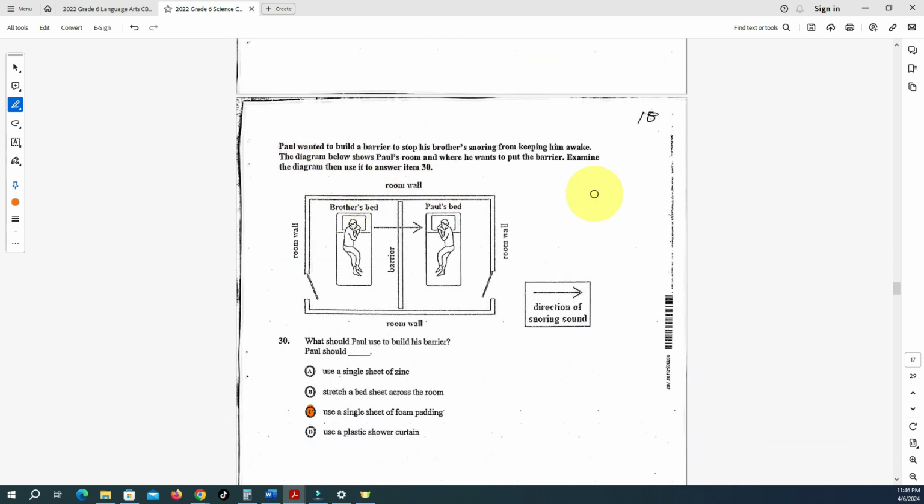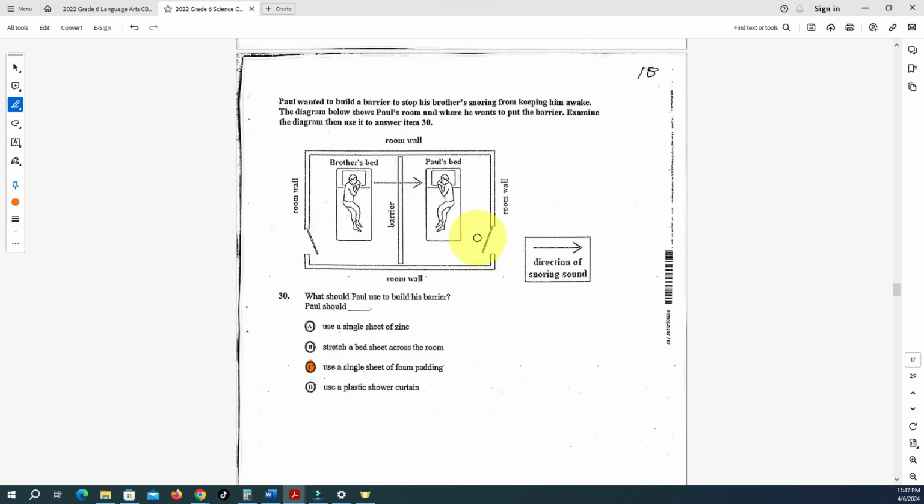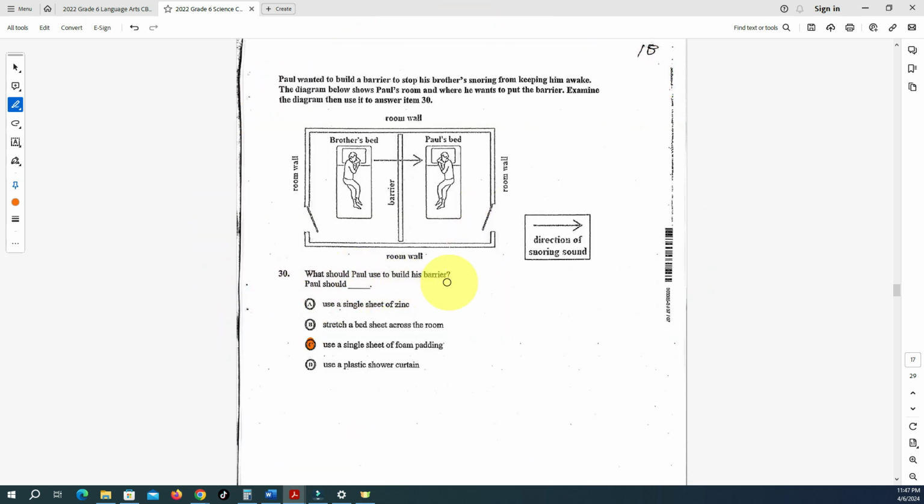So let's move on to 30. Paul wanted to build a barrier to stop his brother's snoring from keeping him awake. The diagram below shows Paul's room and where he wants to put the barrier. Examine the diagram, then use it to answer item 30. Okay, so here is the barrier, and this is Paul's bed and his brother's bed. So what should Paul use to build a barrier? Definitely foam because, as you know, sound doesn't go through foam, right?